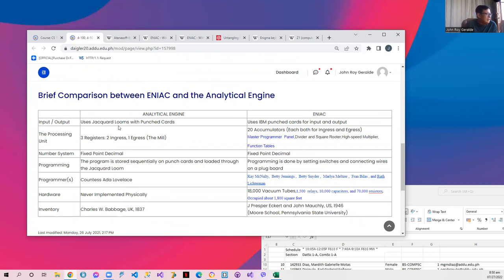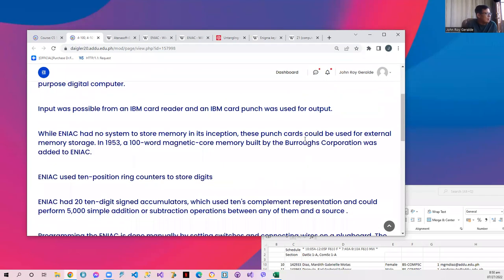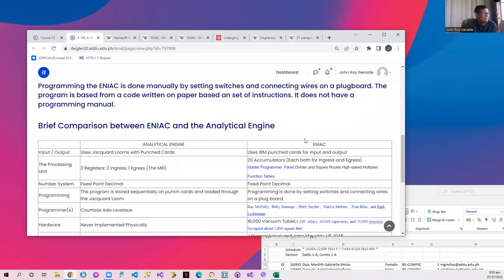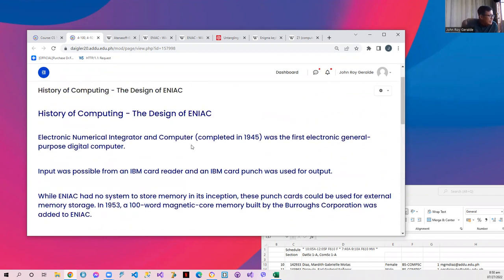Here's a brief comparison of the analytical engine and ENIAC. Yung analytical engine uses Jacquard's looms with punch cards. ENIAC uses a modern version, an IBM punch card for input and output. Okay? The processing unit of the analytical engine uses three registers, no? Two ingress and one egress. Okay? 10-digit, 20 pala, no? Pero 10-digit accumulators.